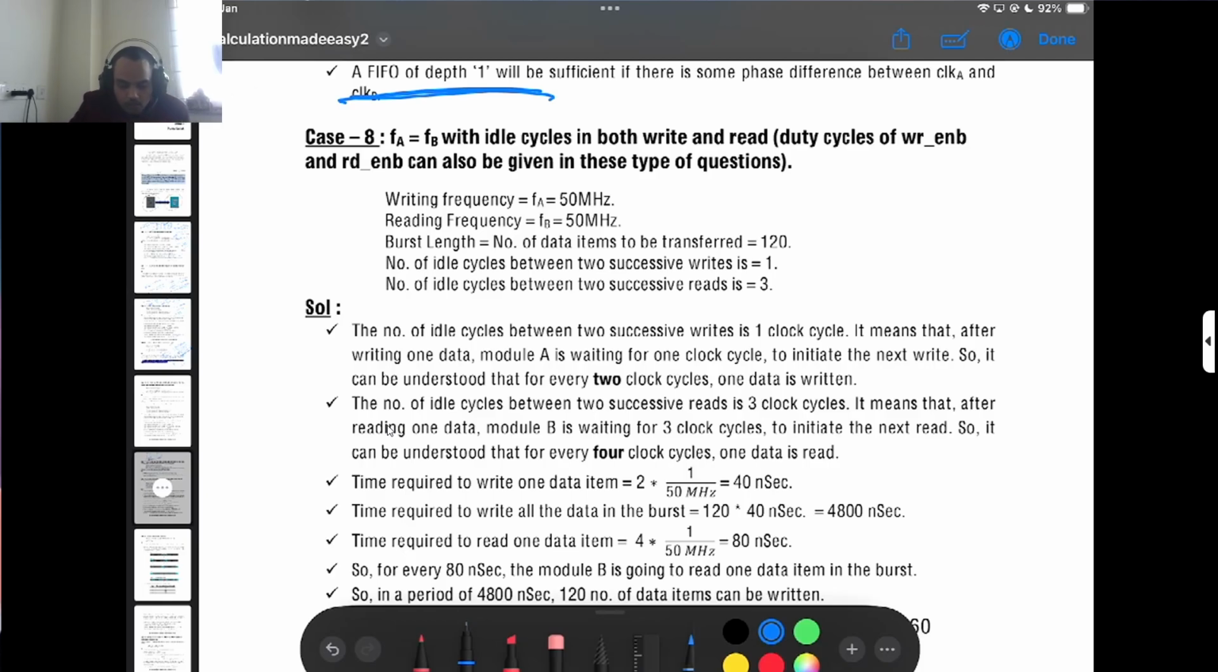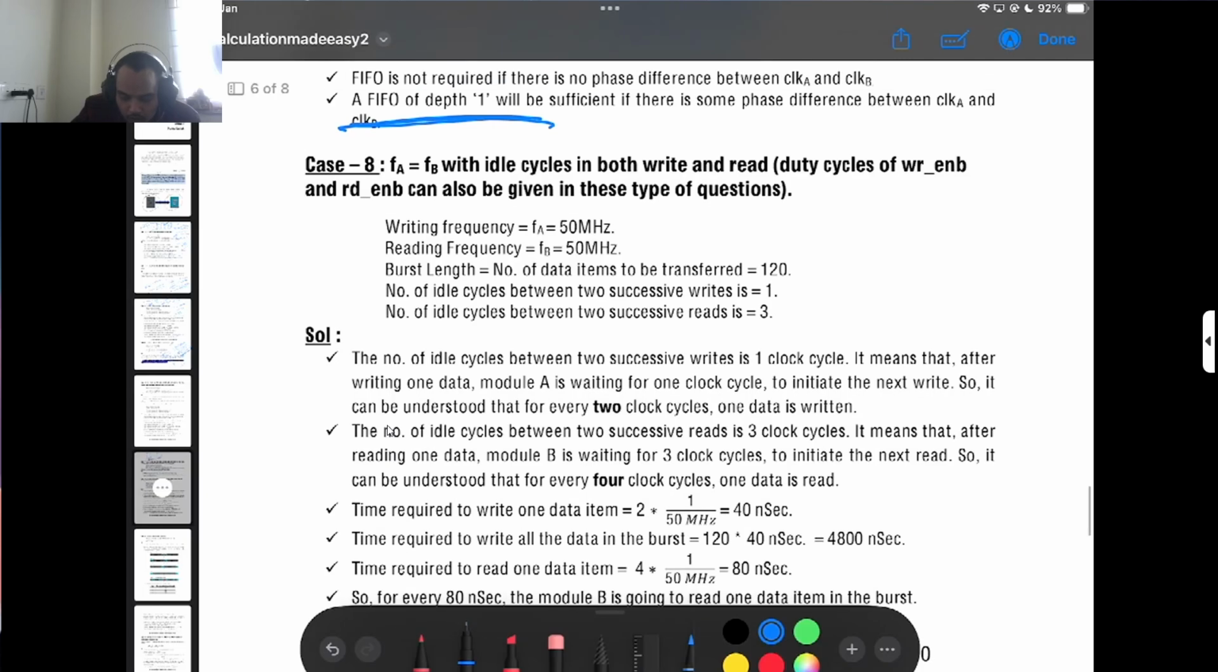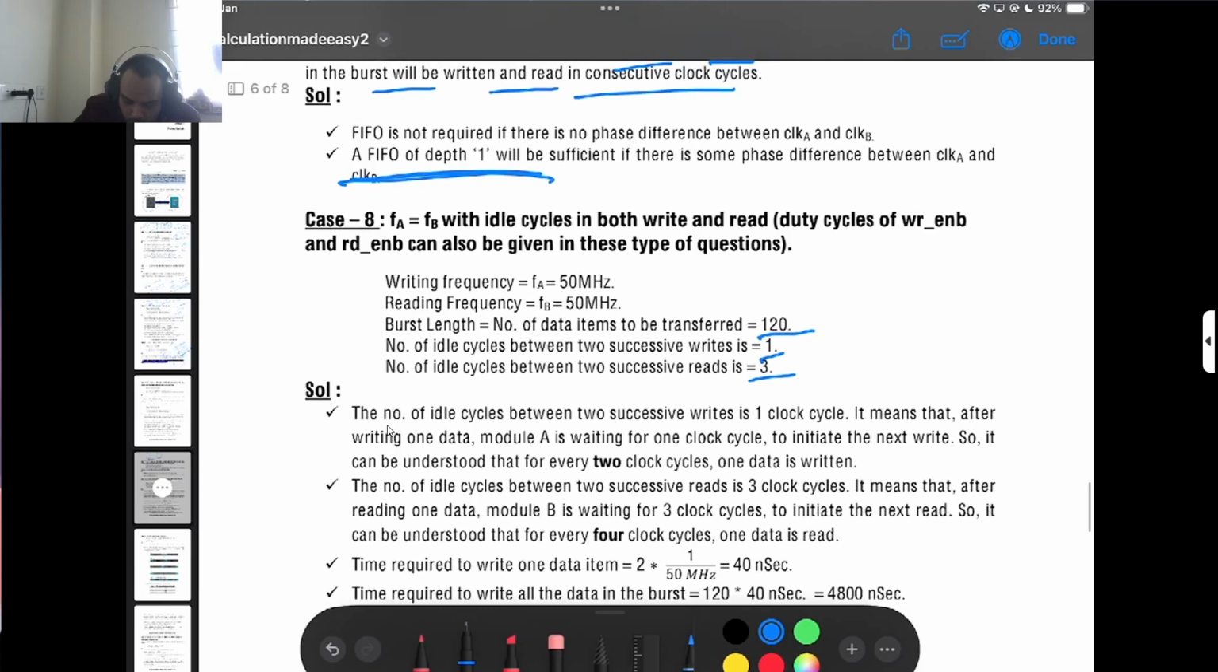Now case 8. My FA and FB again, with idle cycles in both write and read. The duty cycle of write enable and read enable can also be given in these types of questions. Okay, between two successive reads. So writing frequency FA equal to 50 megahertz, FB equal to 50 megahertz. The number of data items to be transferred is 120, and the idle cycles between two successive writes is 1 and 3. So that I already told. So this is the problem.